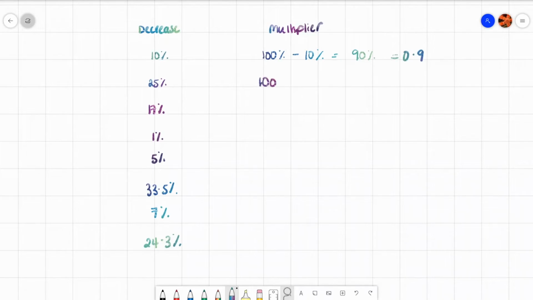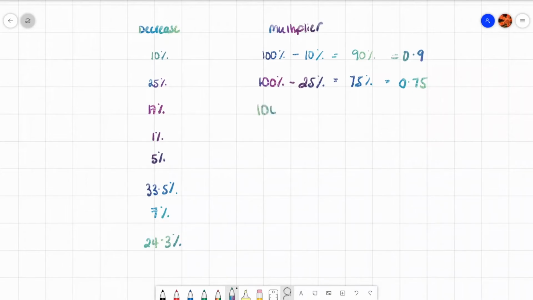Well, you would have 100%. You would subtract 25% from it, which would give you 75%. What's 75% as a decimal? It's 0.75. So if you were decreasing a number by 25%, you would multiply by 0.75. Let's do 17%.